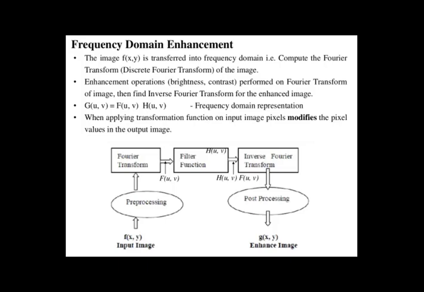Image pixel modifies the pixel values in the output image. Different operations like brightness and contrast are altered in the Fourier transform of the image.